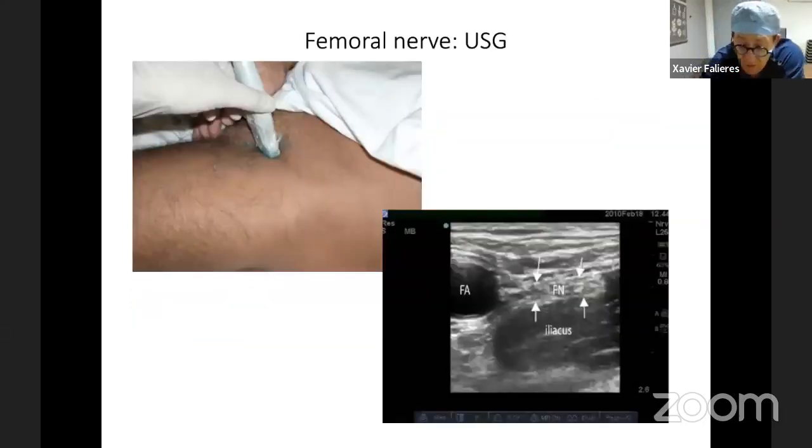And when you have an ultrasound machine, it's very easy. At the lateral side of the femoral artery, you will see the triangle with all the branches of the femoral nerve. It's an easy block. The needle is quite easy to see on the screen.